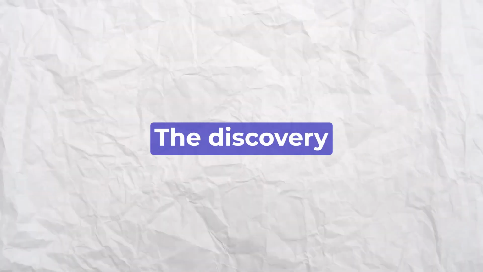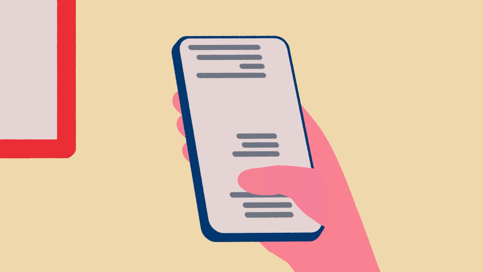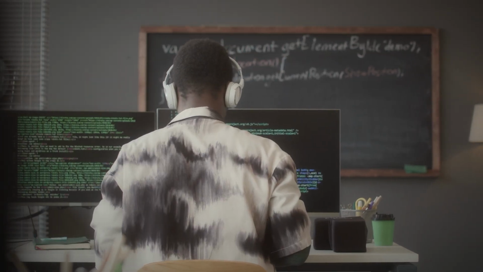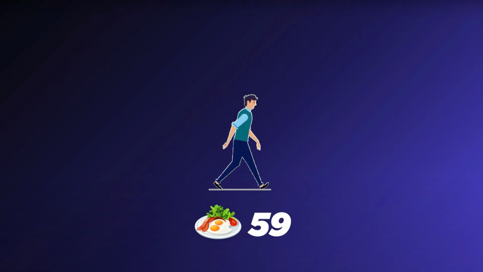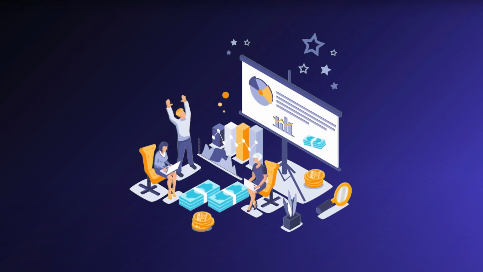First, start with the discovery phase. This is where you figure out the problem your software will solve and list the key features you need. For example, if you're building a fitness app, you might need a step tracker, a calorie counter, and a social sharing feature. Knowing what you're building helps you estimate costs more accurately and avoid surprises later.